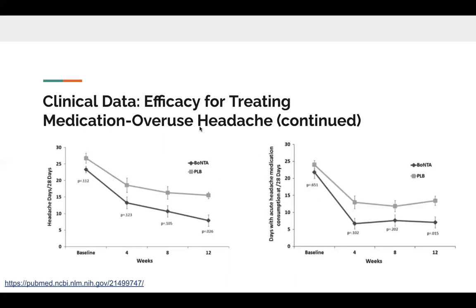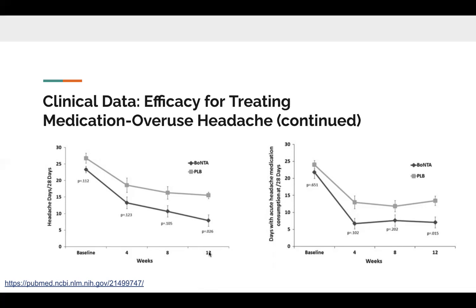Oh, sorry. This is a graph of the points on the previous slide. So on the left is the headache days for 28 days, and on the right is the days with acute headache medication consumption for 28 days. It's just kind of an illustration of what was shown before.